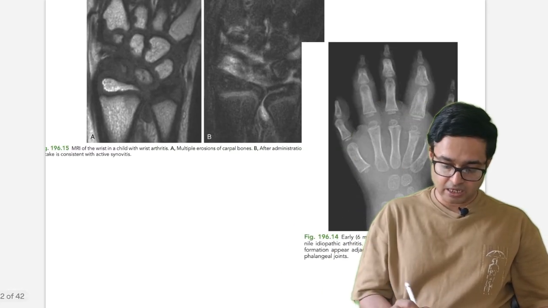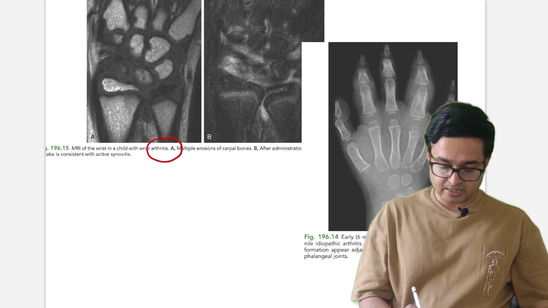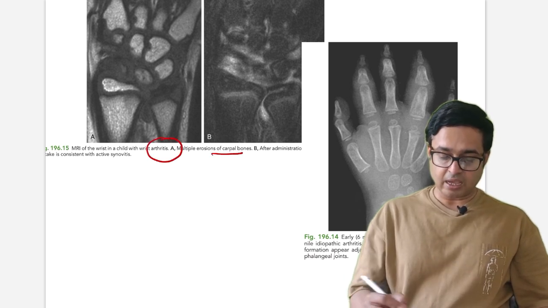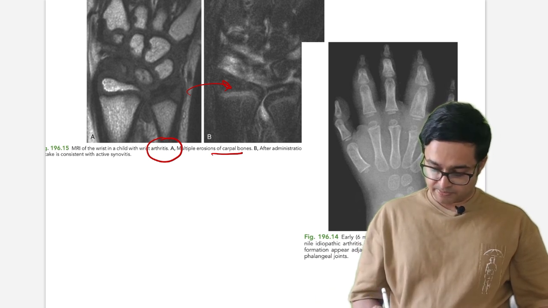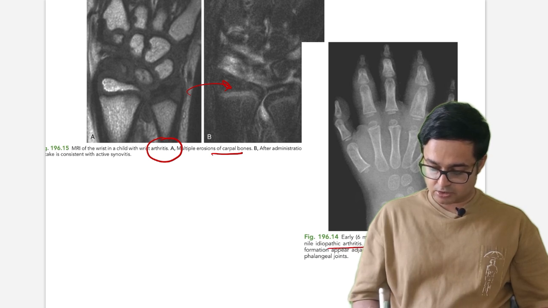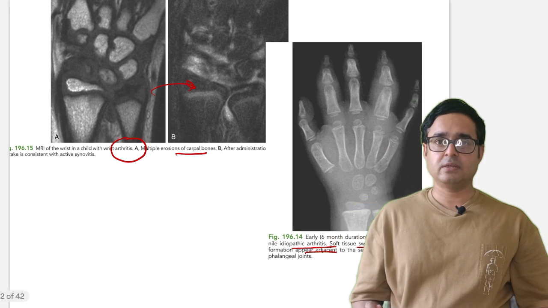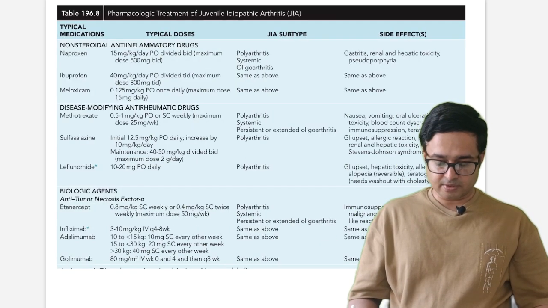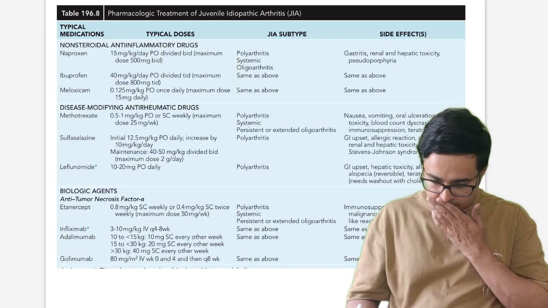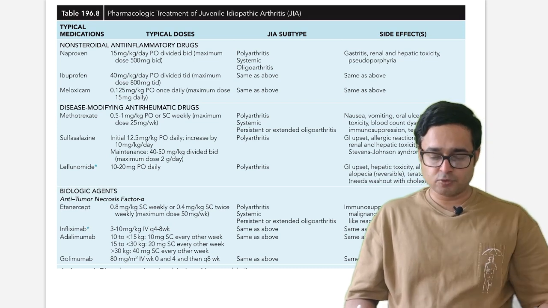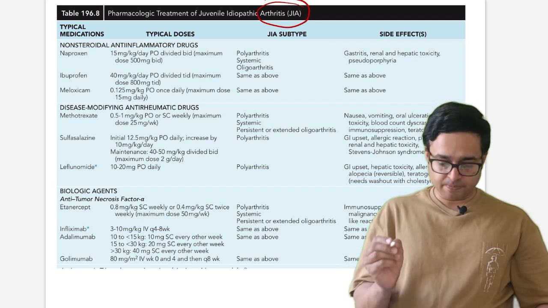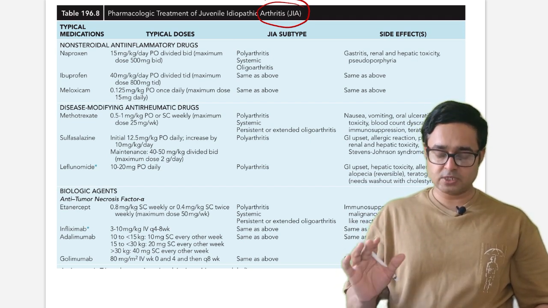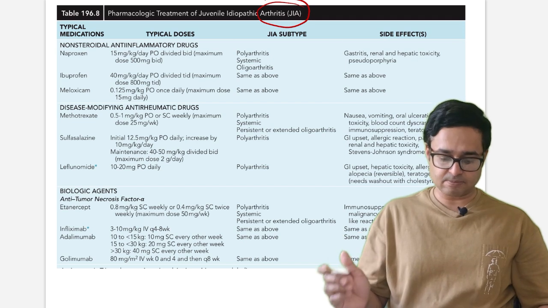Now we'll see the MRI of wrist of arthritis showing multiple erosions, and after treatment, this is the image that can be asked. Early radiographic changes in juvenile idiopathic arthritis: you can see soft tissue swelling and periosteal new bone formation. These are important. Second thing, pharmacological treatment of juvenile idiopathic arthritis. In this condition, as we are able to see, many drugs are used. So I'm just highlighting important concepts in this.